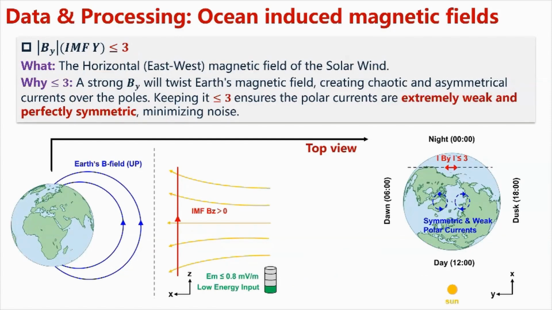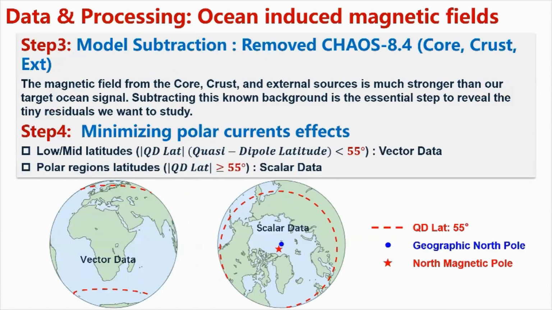We use the absolute value, and guarantee the absolute value of By is less than 3, which makes sure the currents along the poles are kept minimal. All we do is try to make sure the solar wind effect is minimized, and the magnetic environment of the magnetosphere is stable and quiet, because the ocean induction field amplitude is very weak. In step 3, we remove the effects from the core, crust, and external sources using the CHAOS model.